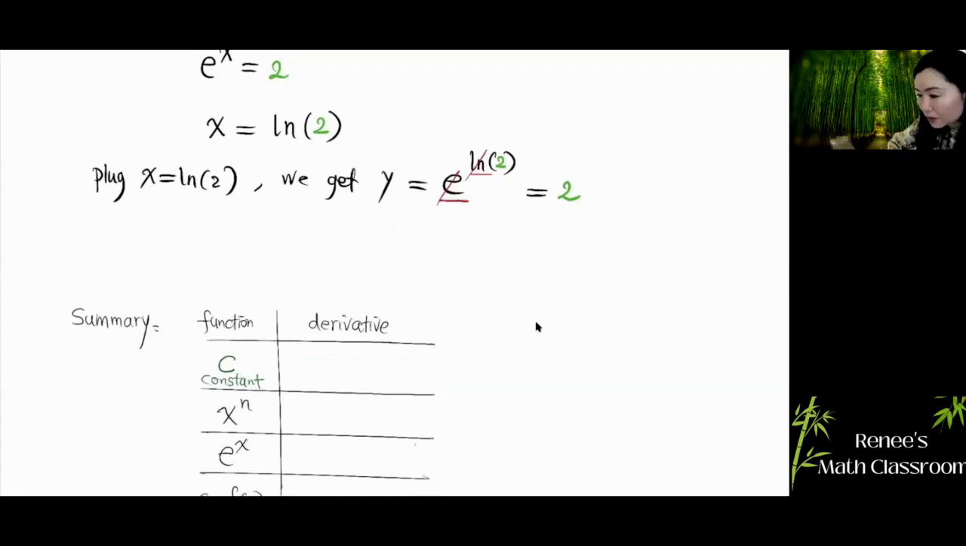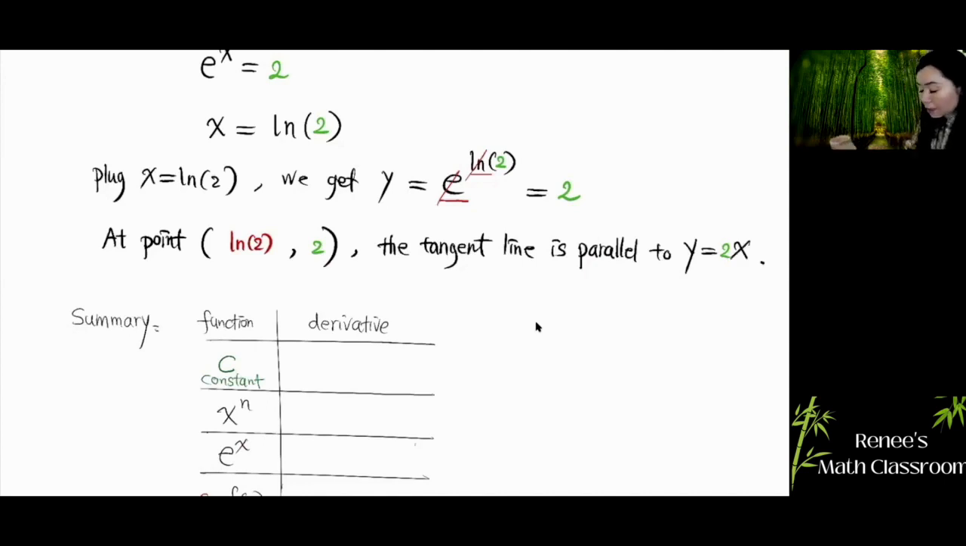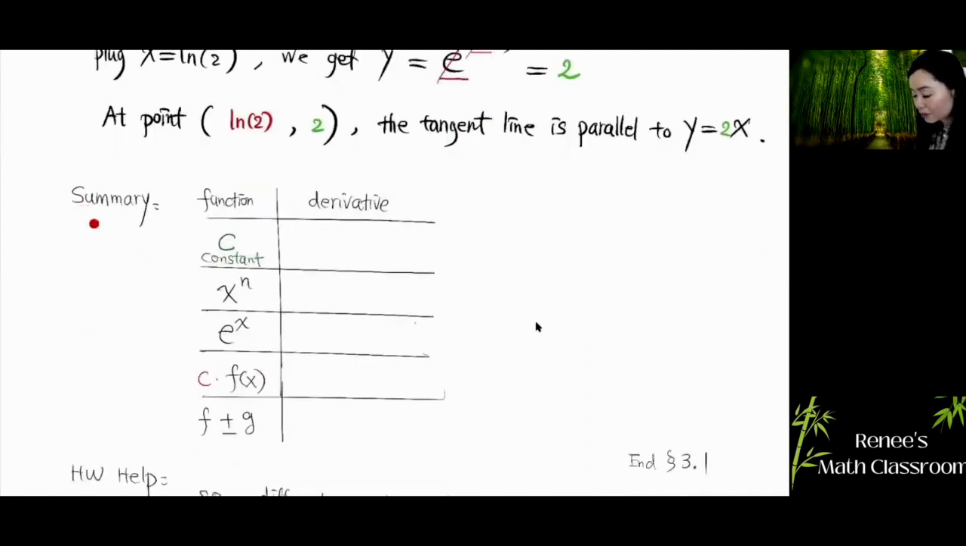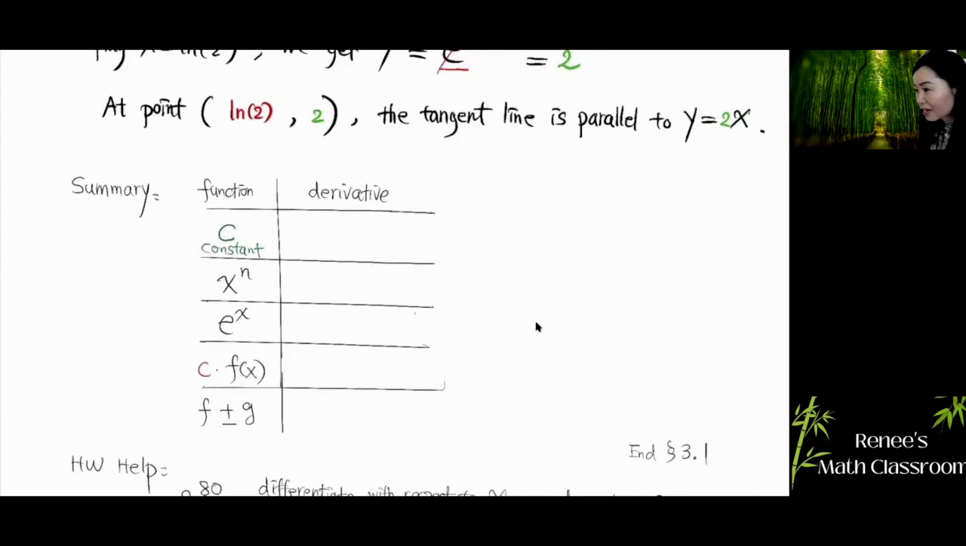So y equals 2. Now we find that point. At this point, where the x coordinate is ln of 2 and the y coordinate is 2, the tangent line is parallel to this line, y equal to x. Okay, let's summarize what we have learned today, what we have discovered today.